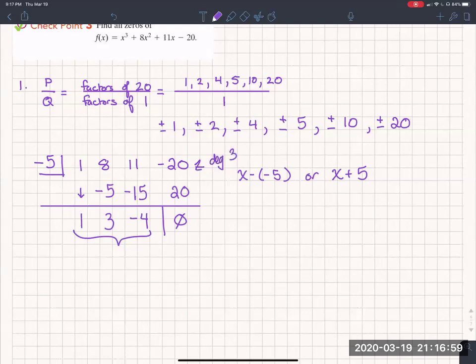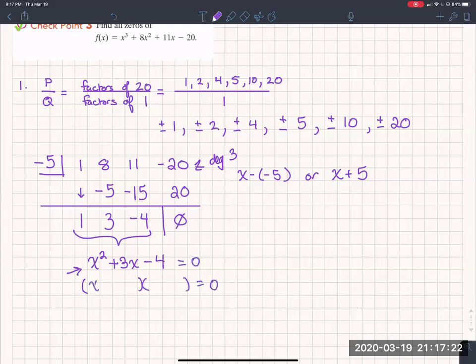So that means my quotient is a degree 2, or quadratic: x squared plus 3x minus 4. And whatever the factors of x squared plus 3x minus 4 are, they are also factors of my original polynomial. And thank God we can actually factor these, okay?